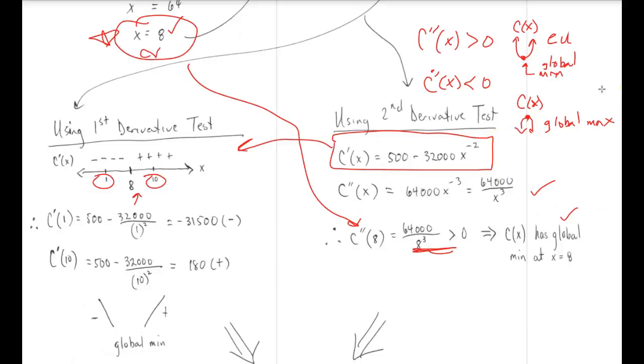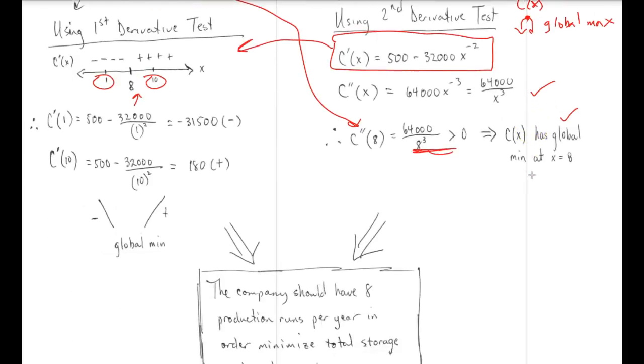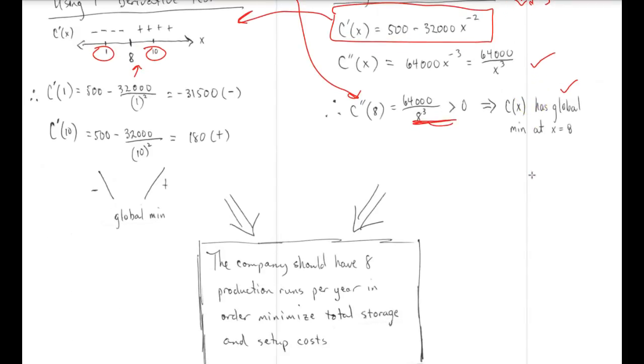Okay. And so once we verify that, then we can say the company should have 8 production runs per year in order to minimize total storage and setup costs. Okay? So again, please make sure that you study this, because depending upon what version of the exam you may have, you may get this particular problem. All right, so let's look at another problem that you may encounter.